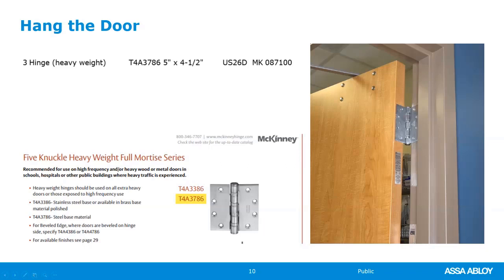The McKinney 5-knuckle heavyweight series hinge, here you can tell that it's heavyweight because of the 4 bearing raceways. We use the TA, the anti-friction bearing, which is very similar to a ball bearing hinge, but it's all encompassed into the bearing. It's an oil-light bearing, and there's no way to break into it.